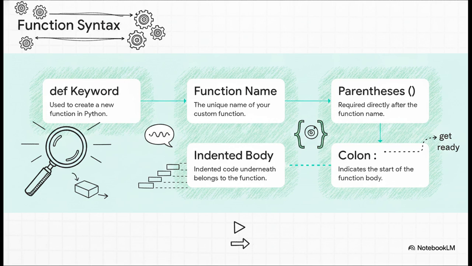Take a look at the exact code on your screen so you can correlate the syntax with what we're doing. Step 1, we use the def keyword, which just tells Python, hey, we're defining a function. Step 2, we give it a name. Step 3, we add parentheses. Step 4, we put a colon right at the end, which basically tells Python, get ready, here comes the code. And finally, step 5, the indented code body.